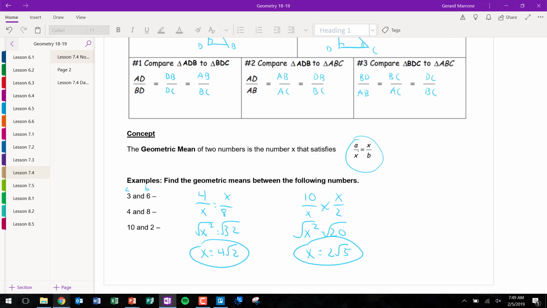All right, welcome back in. So we've got 4 radical 2 for our first one, for the geometric mean of 4 and 8, and we've got 2 radical 5 for our other one, for 10 and 2. Now, if you notice, with 3 and 6 as well, all 3 of these required you to simplify radicals. So just keep in mind that you're probably going to have to simplify some radicals.